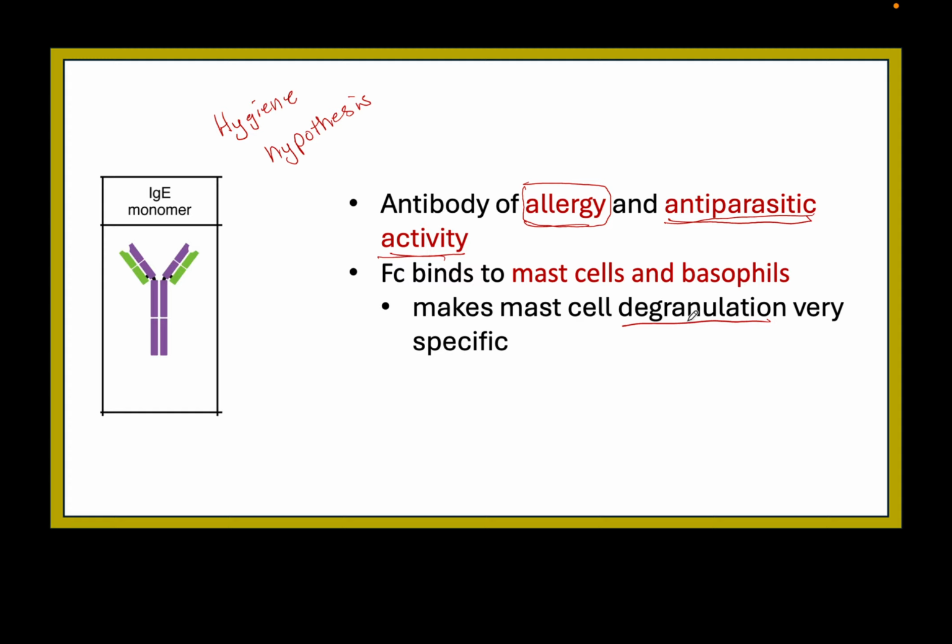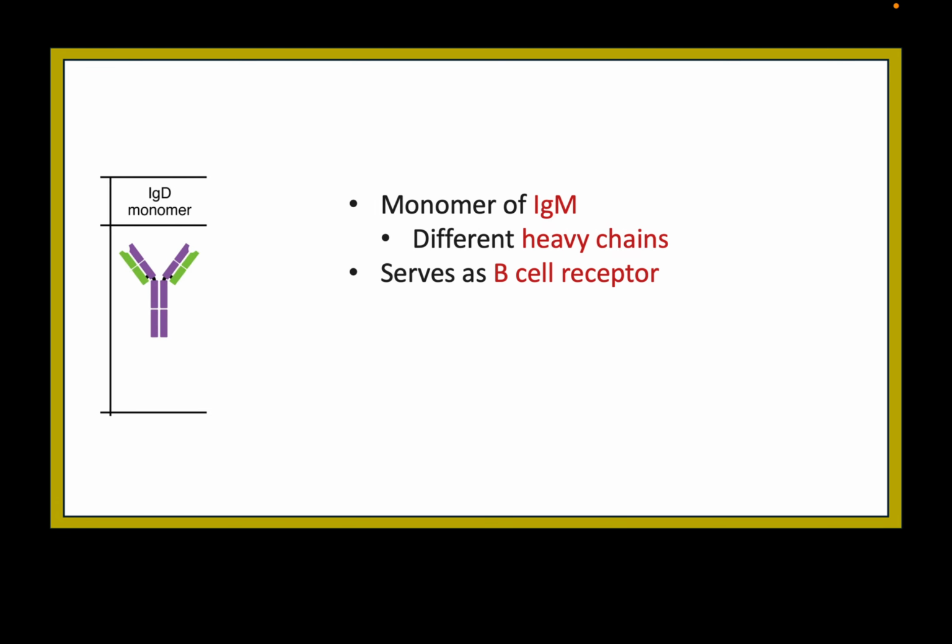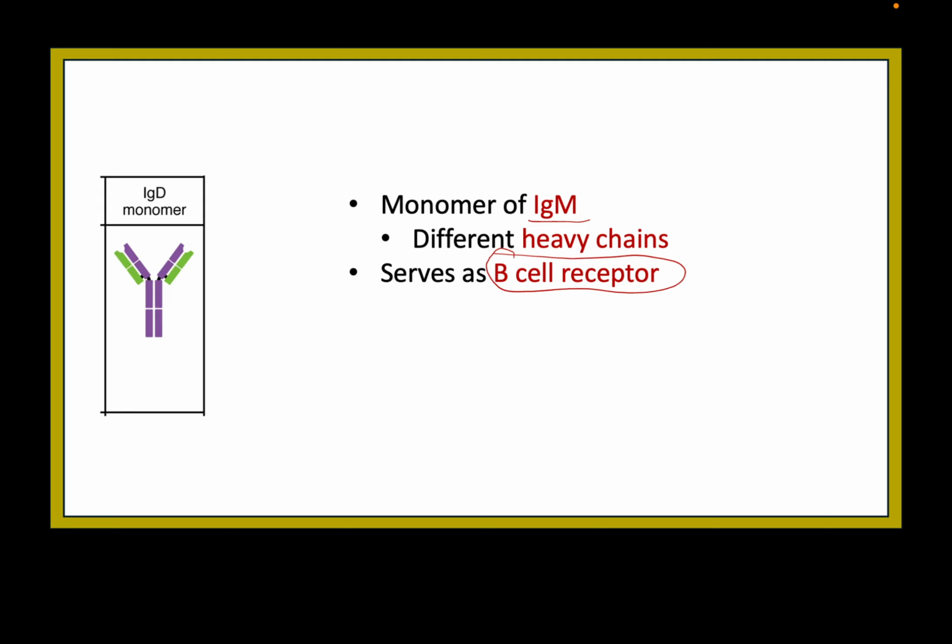This does it because it results in degranulation of mast cells and basophils. So you think histamine release, among other things, with degranulation, thus leading to allergies. And then the last one is the IgD monomer. So it is actually identical to the IgM, except that it has different heavy chains and serves as the B cell receptor.